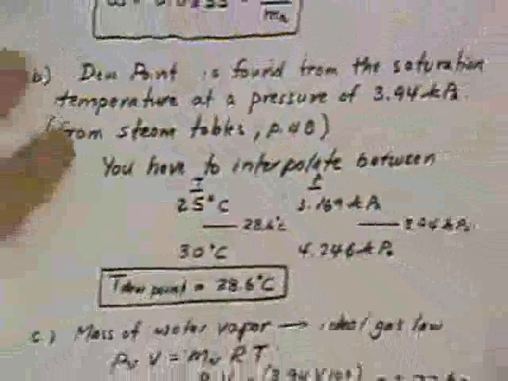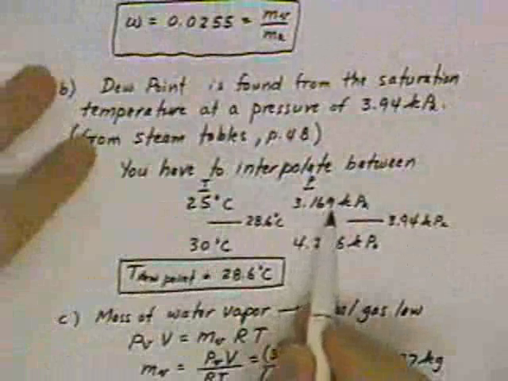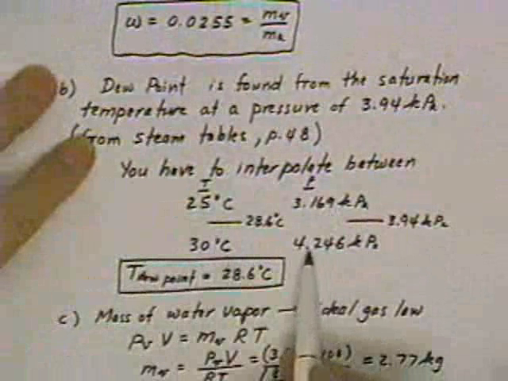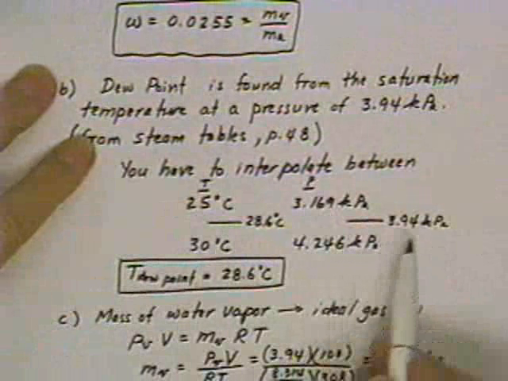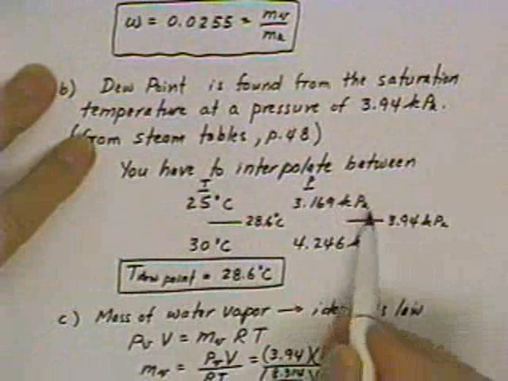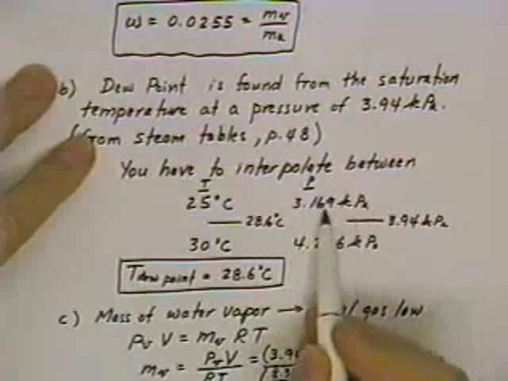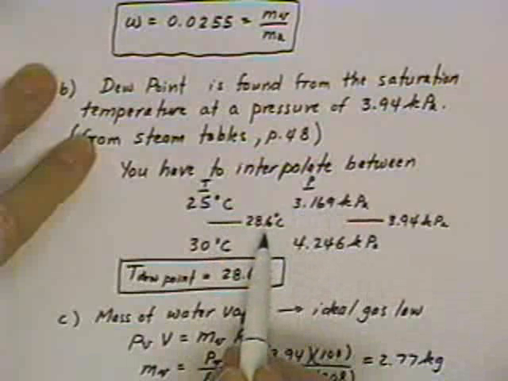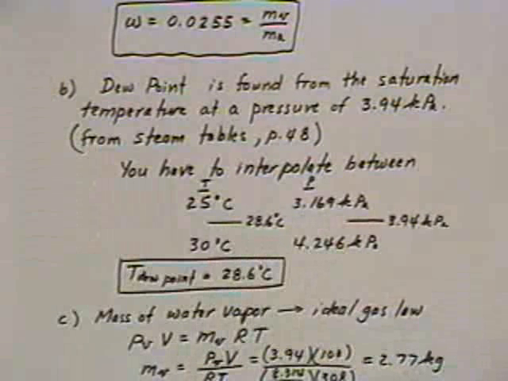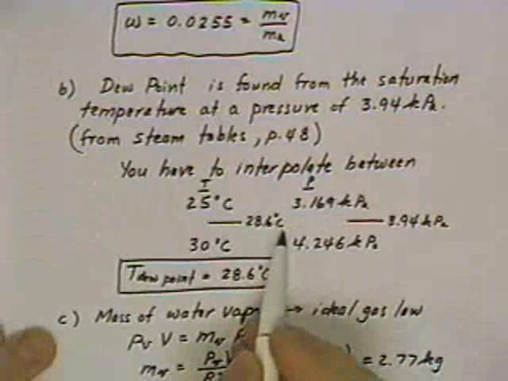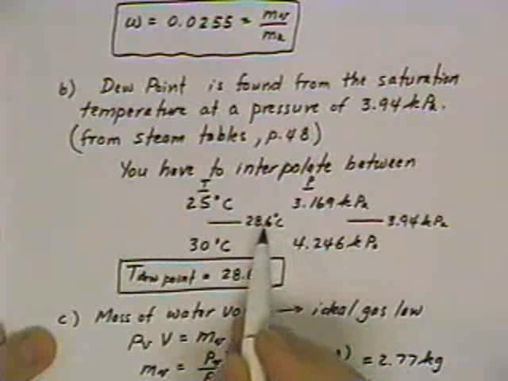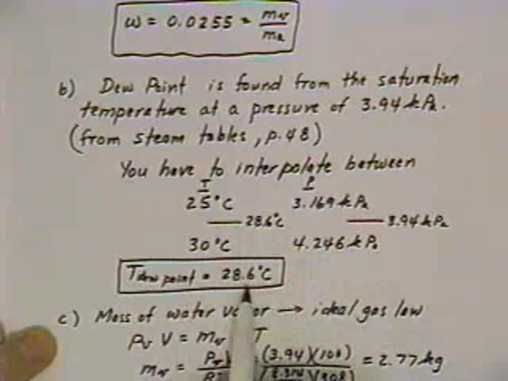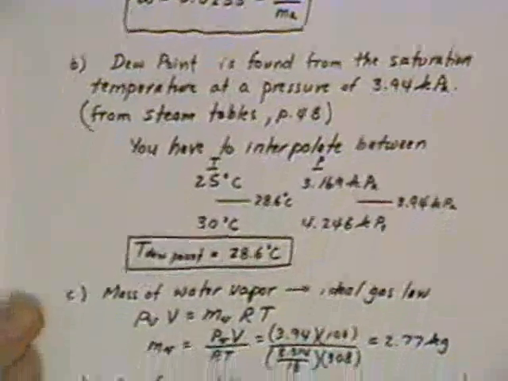The two values that you're working in between: at 25 degrees C, you've got a pressure of 3.169 kilopascals. At 30 degrees C, you've got a pressure of 4.246 kilopascals. Our pressure is 3.94 kilopascals, so a linear interpolation between the 3.169 and 4.246 yields a temperature of 28.6 centigrade. So that's the dew point temperature. If you cool this mixture down to a temperature of 28.6 centigrade, then you'd start condensing some of the moisture out of it. So the dew point temperature is 28.6 degrees centigrade.